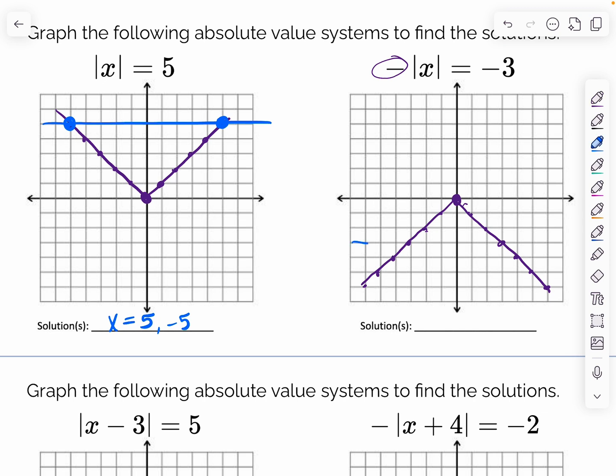And then the graph for negative 3 is just a horizontal line through negative 3. Once again, we have 2 solutions, and they are x equals 3 and negative 3.